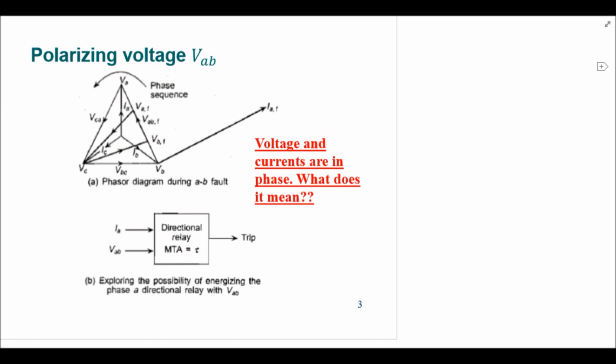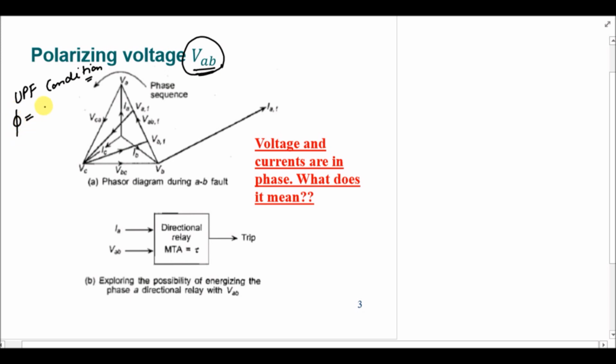This is the phasor diagram for the voltages and currents before and after the fault has occurred. And in the first case, we are assuming VAB as the polarizing quantity, right? So this is your phase voltage VA, and the current IA is in phase with VA. It means that we are considering the unity power factor condition. And by unity power factor we mean that the voltage and current are in phase. So the power factor angle phi will be equal to 0.